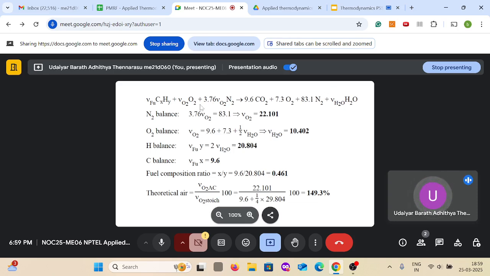So when we are doing complete combustion, we'll have CO2 plus water. So 22.101 is the current mole of oxygen, divided by 9.6 plus half into moles of water, which I took as 20.804. So half into 20.804 will come out to be 1.1013, or 110.3%.